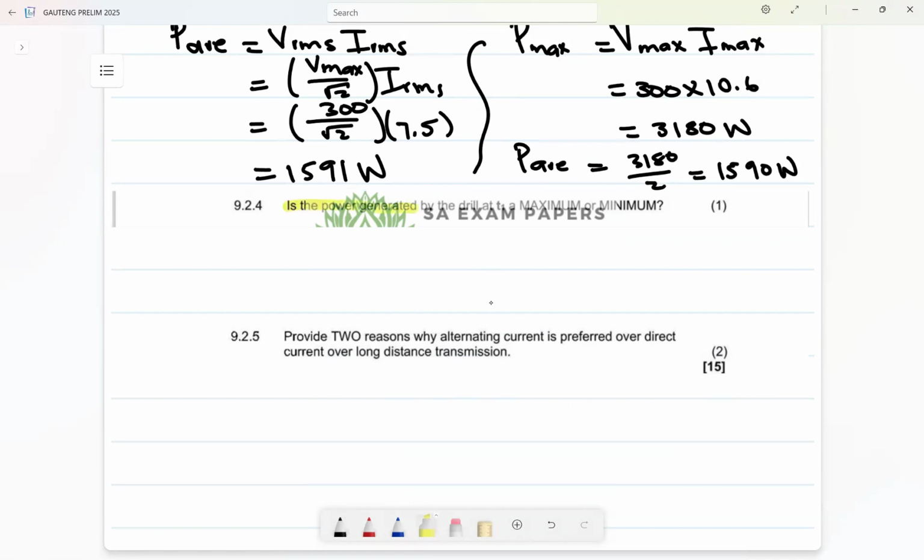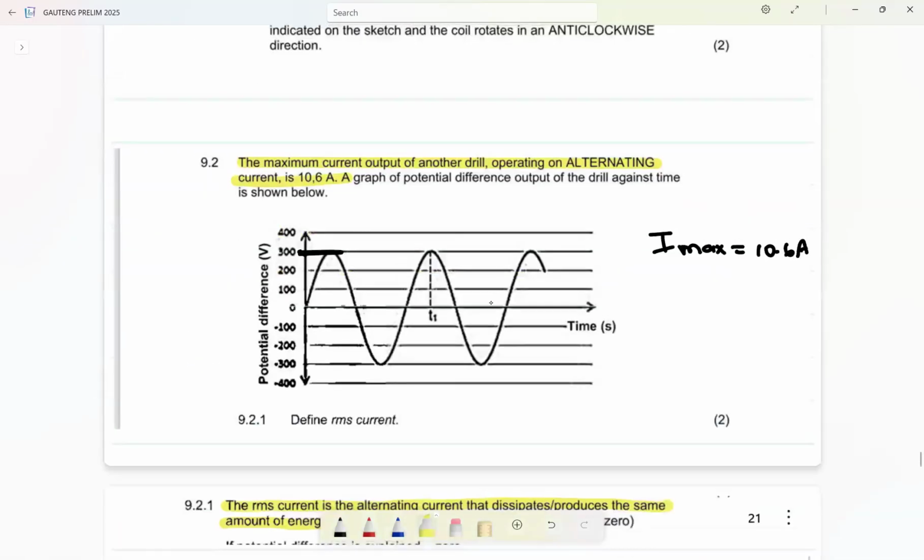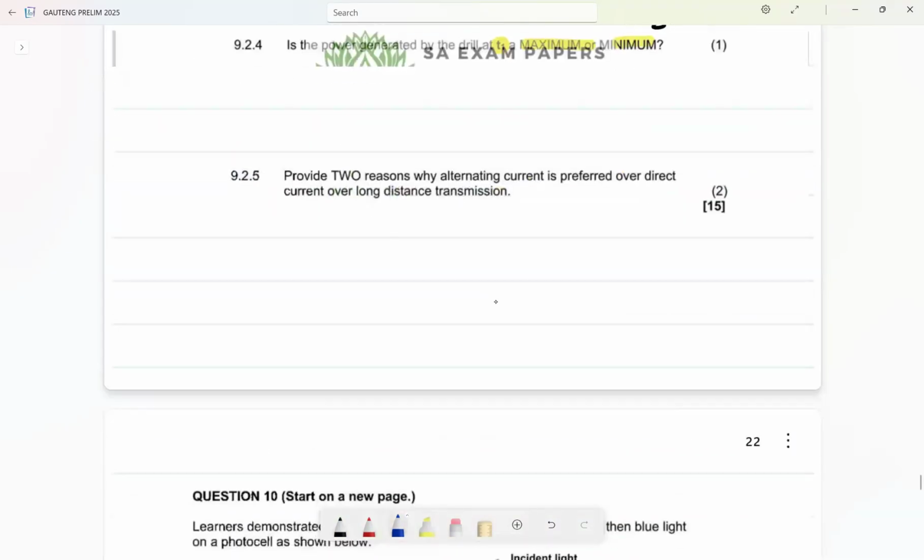Is the power generated by the drill at T1 maximum or minimum? At T1, the power generated, we see, is the maximum. If it was going to be minimum, it would be here. So this is just easy: maximum.